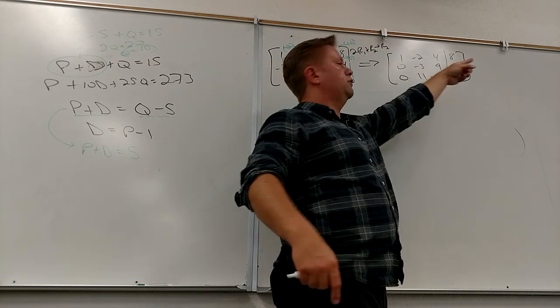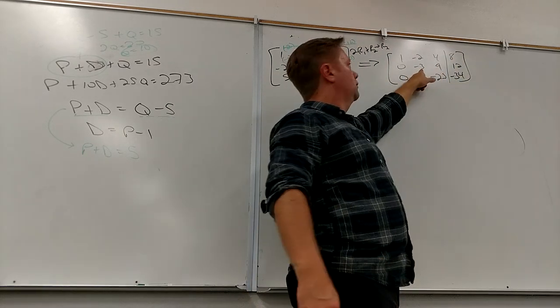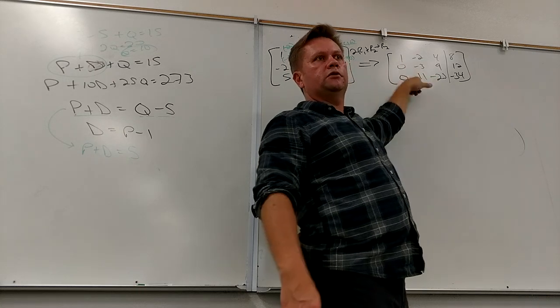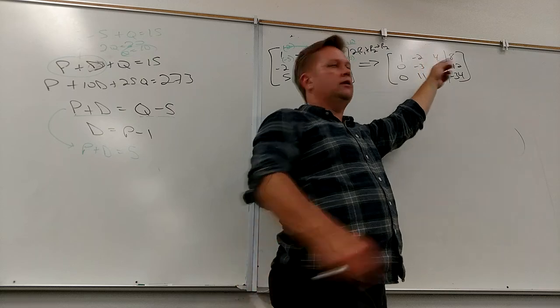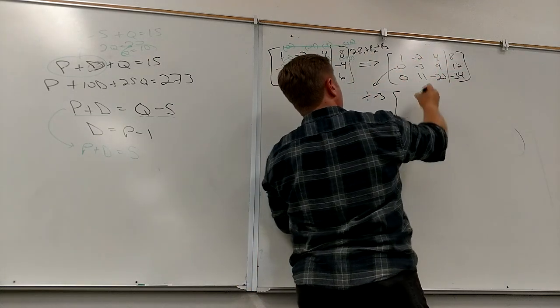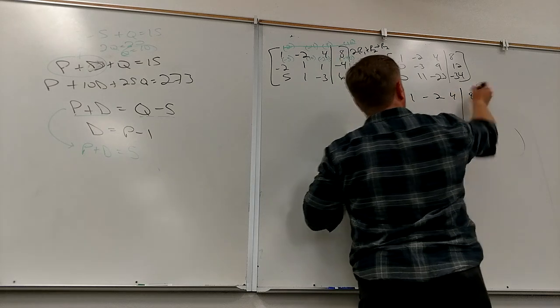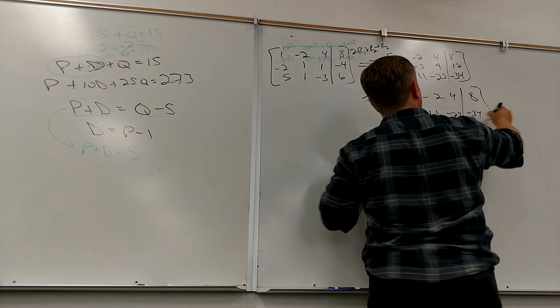Alyssa, what can you do with the second row? Divide by negative 3, and you made a 1 right there that you can then use to kill the stuff around it, right? You guys see that? Divide this row by negative 3. Leave the first row alone, leave the last row alone. What happens in the middle row?